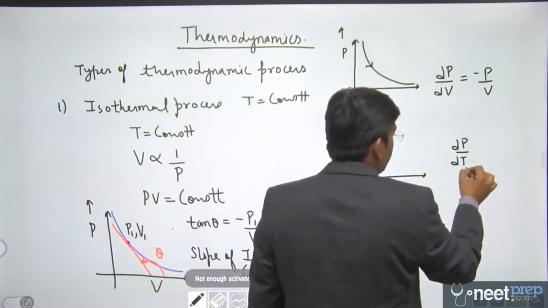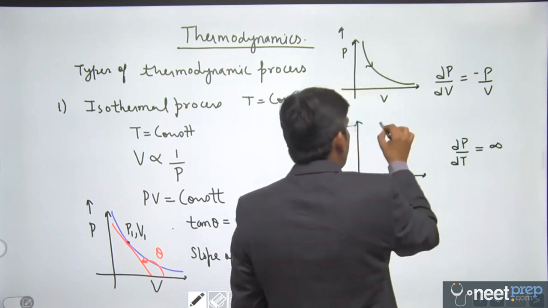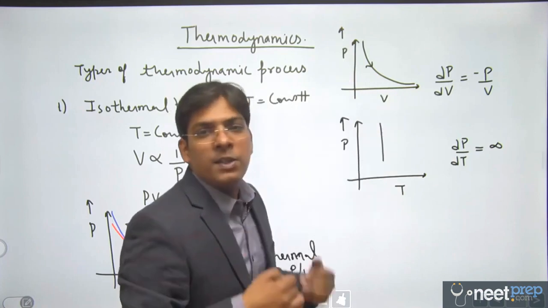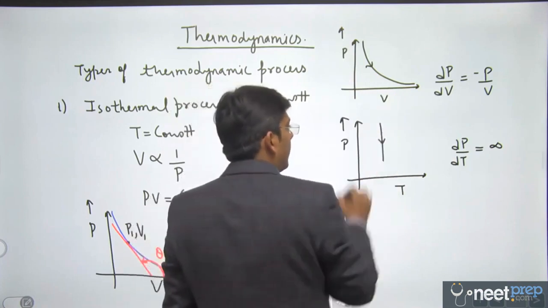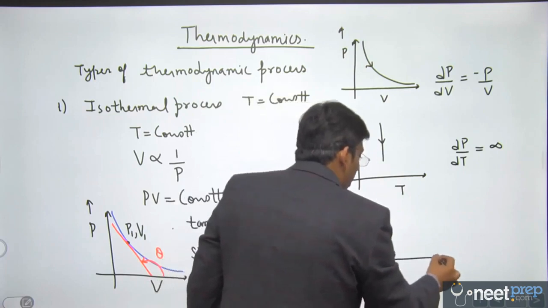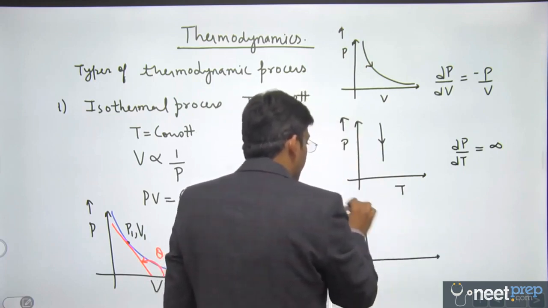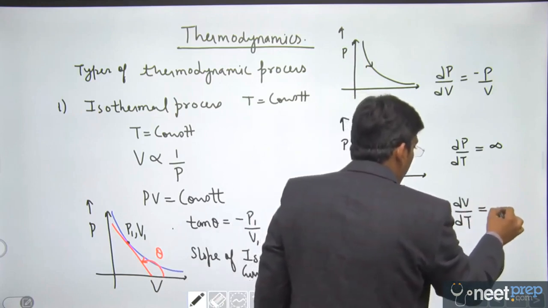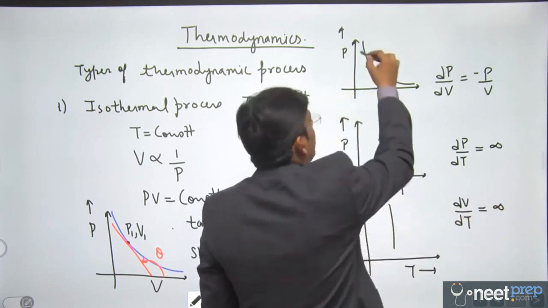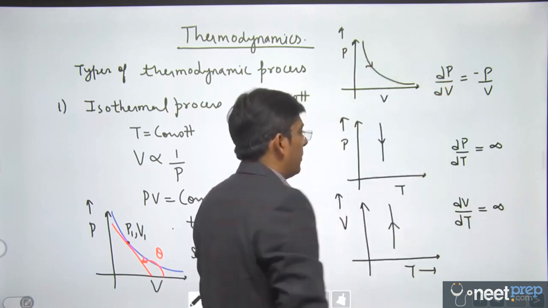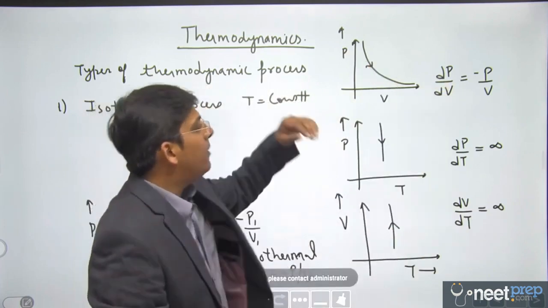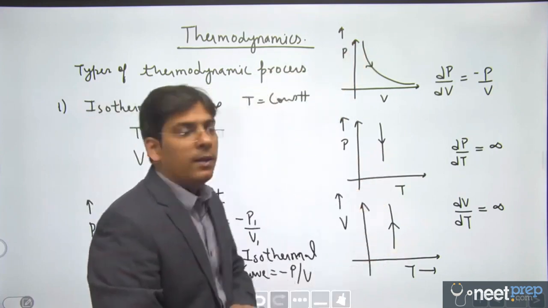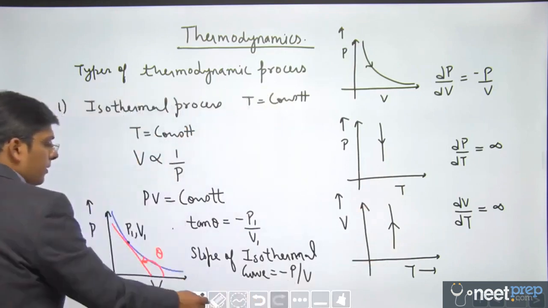The slope is dP by dT. Since dT is 0, slope is going to be infinite. We are going to expect a vertical line. So volume is increasing, pressure is decreasing, so pressure must decrease in this case also. And let us discuss volume versus temperature graph for isothermal process. For the VT graph, we are again going to expect an infinite slope. Since volume is increasing, volume must increase here, right? So if the PV graph is like this, then the corresponding PT graph and VT graph will be like this. Okay, kindly note down, dear students.